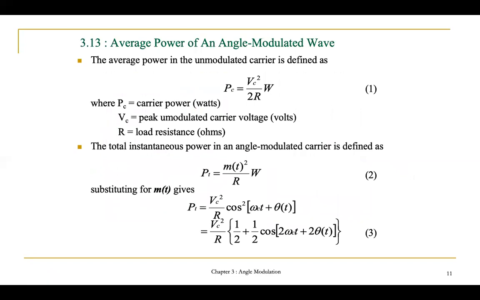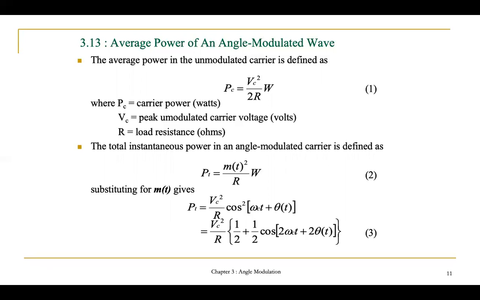Next part is the average power of an angle modulated wave. The average power of an unmodulated carrier, we know, is defined as PC equals VC squared over 2R, where VC is the peak unmodulated carrier voltage and R is the load resistance. So PC is the carrier power.